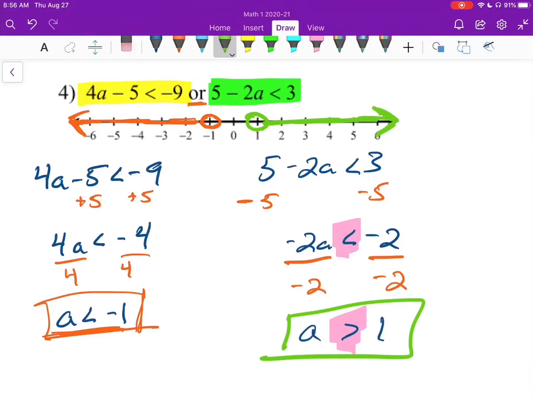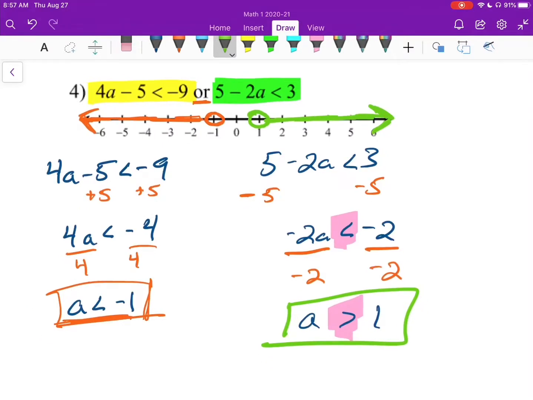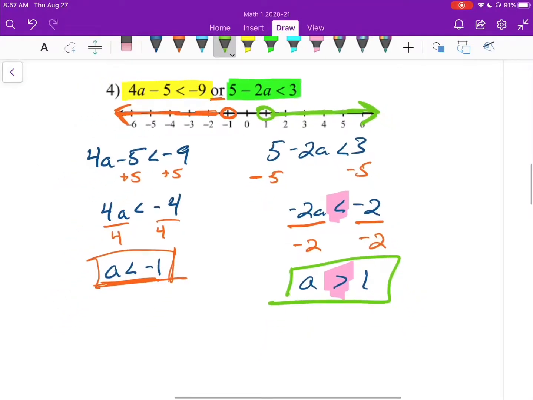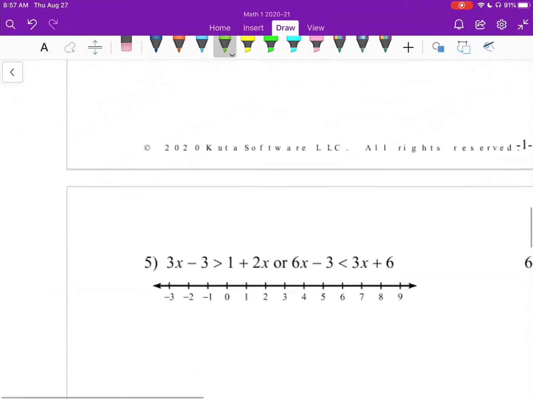All right. See how we kind of have just two problems graphed on the same one. Now, something to watch out for. Sometimes these dots might overlap, and that'll change some things, and I think we'll have a problem like that. Number 5.